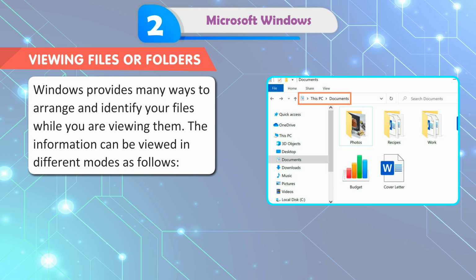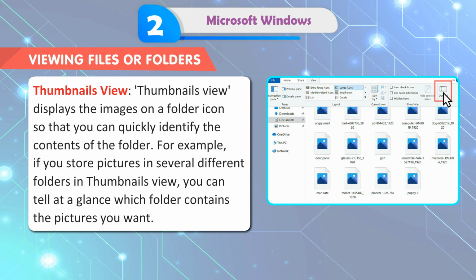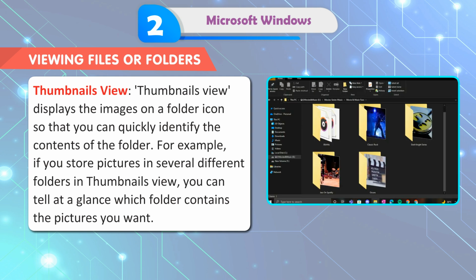Viewing files and folders. Windows provides many ways to arrange and identify your files while you are viewing them. The information can be viewed in different modes as follows. Thumbnails view displays images on a folder icon so that you can quickly identify the contents of the folder. For example, if you store pictures in several different folders, in Thumbnails view you can tell at a glance which folder contains the pictures you want.